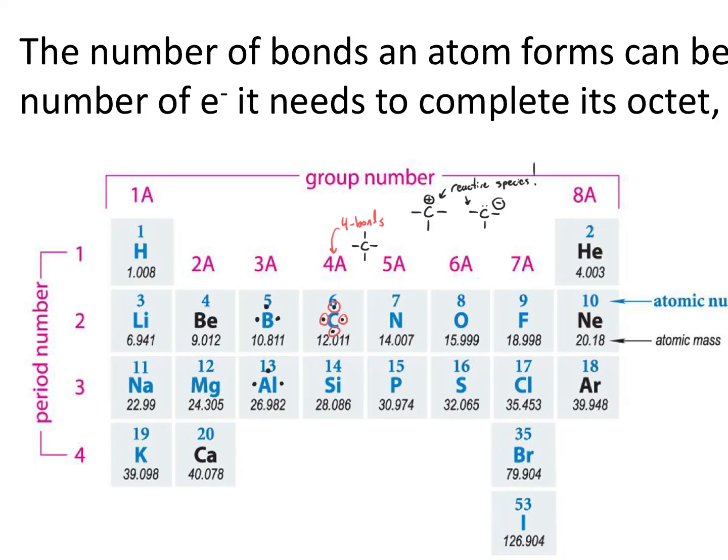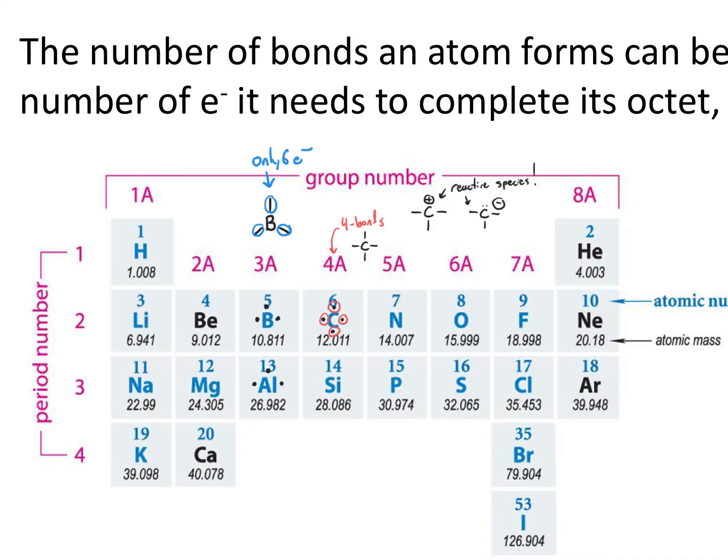Because boron and aluminum have 3 unpaired electrons, these elements are frequently found in their neutral state with 3 covalent bonds. With only 3 bonds, however, these elements do not yet have an octet of electrons. They only have 6, and as a result, they are still quite reactive.